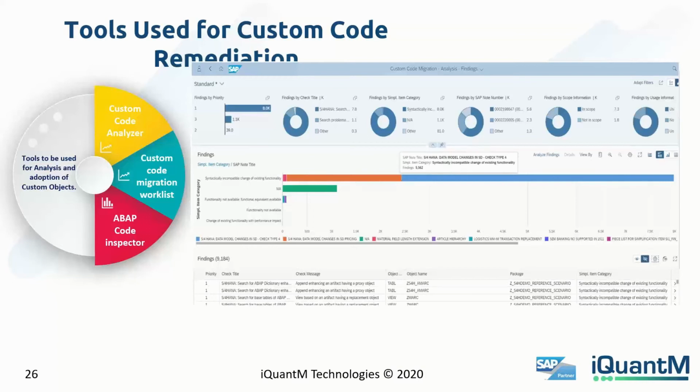The ABAP custom code inspector is an intelligent tool which will give you the details of what has to be changed, and in what particular area that custom program or custom object is not working. With these intelligent tools, we'll be able to make sure that you have a smooth transition with respect to your custom objects. Moving along.